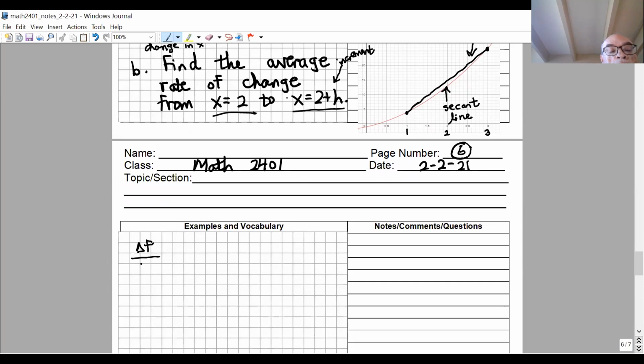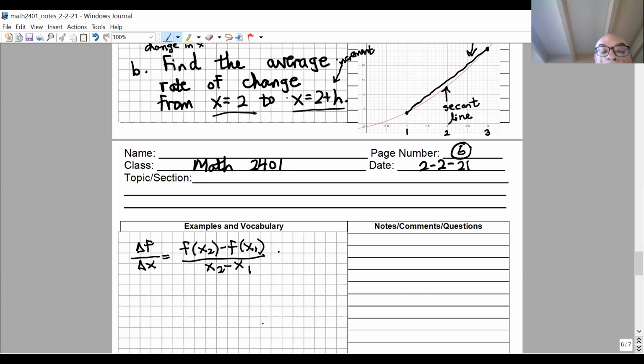So remember, our notation for average rate of change is delta f divided by delta x, or it could be delta y divided by delta x, or it could be a different function name. So it could be delta g divided by delta x. And remember, that basic formula is f of your second x value minus f of your first x value, divided by the change in your x value. So that would be x2 minus x1.